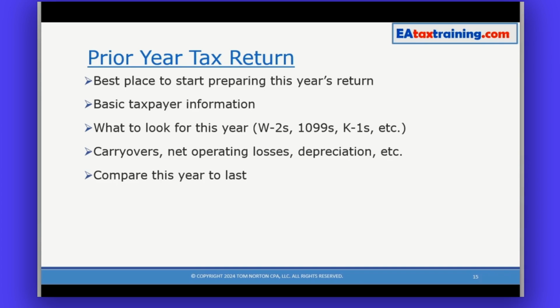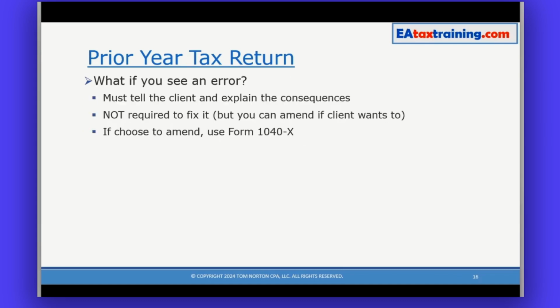There's also things that you really need prior year returns for. There's things called carryovers, things from one year that affect the next year: net operating losses, depreciation that takes place over several years. So you need last year's return. And then once you're finished with this year's return, it's great for you and the client to be able to compare this year's return to last year's return. First of all, it can help you to find things you may have missed. And secondly, it's just kind of nice for you and the taxpayer to see what's changed: income, deductions, etc.